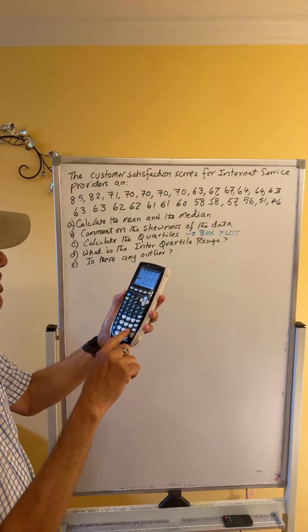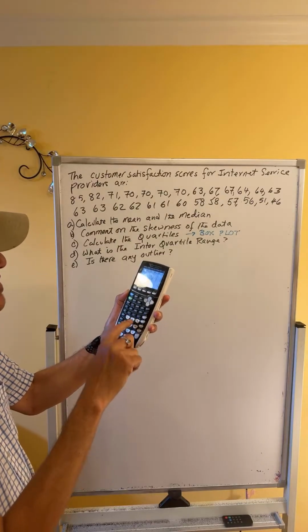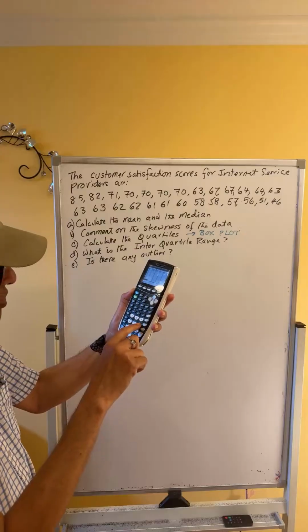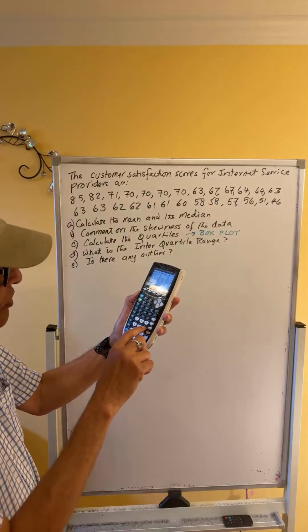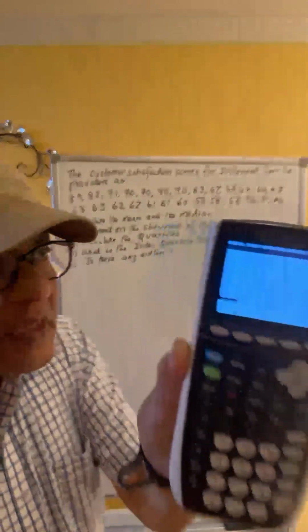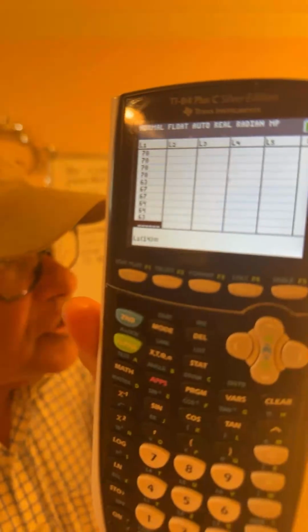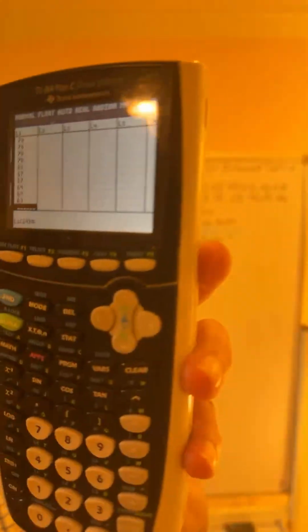Then 63, 67, 67, 64, 64 twice, then 63. So right now I have entered the first row of data. After the last 63, my cursor sits on the 14th line in L1. That is why it shows L1 parenthesis 14, waiting for me to enter the data in the 14th position.